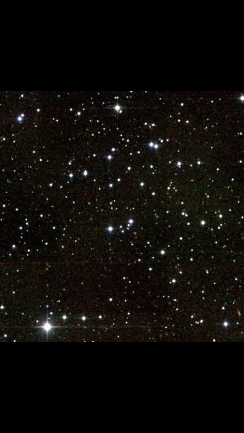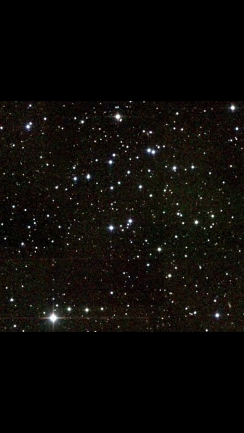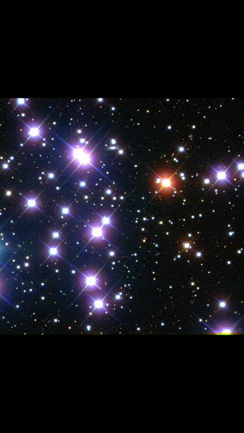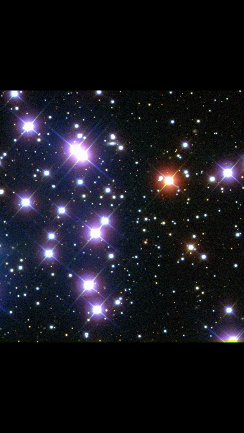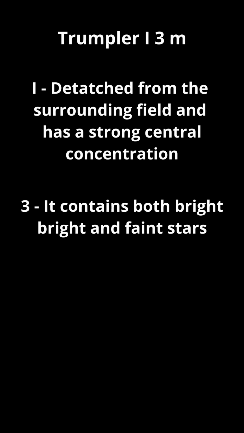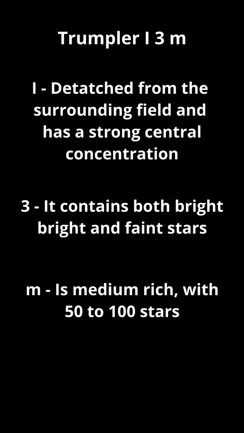M34 is a relatively young star cluster with an estimated age between 200 and 250 million years. At least 19 stars in M34 are white dwarfs, stellar remnants with about the same mass as the Sun and a size comparable to that of Earth. Messier 34 is classified as a Trumpler type I3M, which means it is detached from the surrounding field and has a strong central concentration. It contains both bright and faint stars, and is medium rich, with 50 to 100 stars.